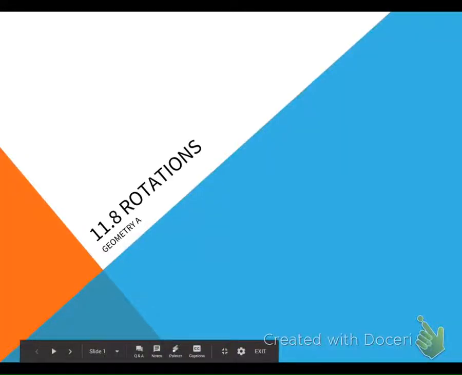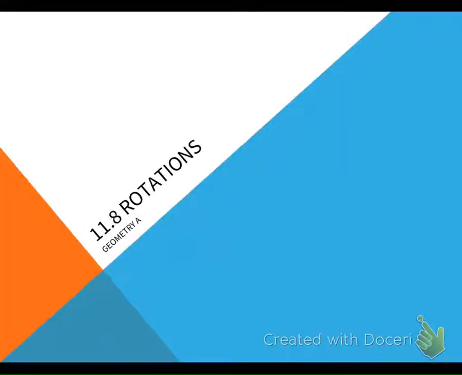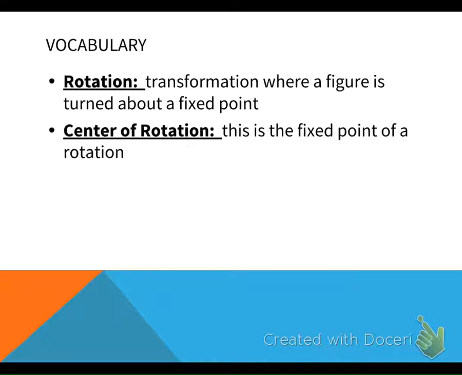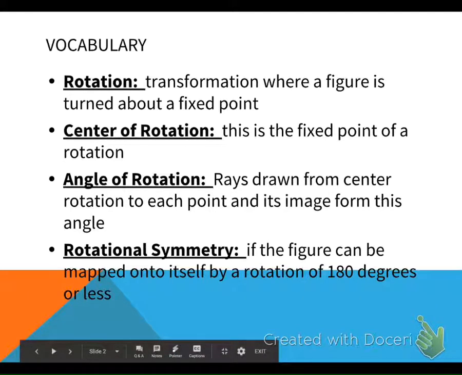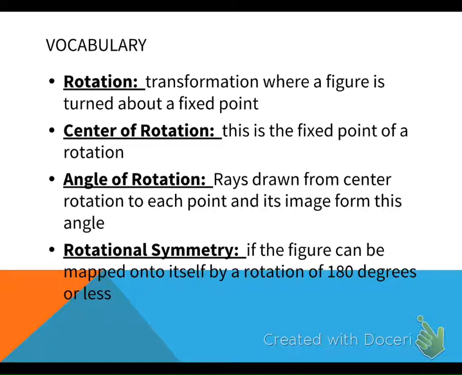So we're doing 11.8, which is rotations. You guys just did your vocab. We had a rotation, which is a transformation where a figure is turned about a fixed point. The center of rotation, that is the fixed point. And then we have the angle of rotation, the rays drawn from the center of rotation to each point that the image forms this angle.